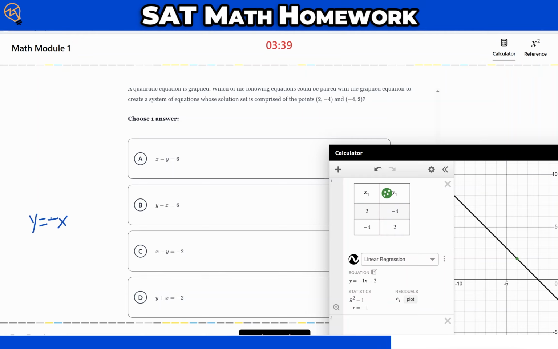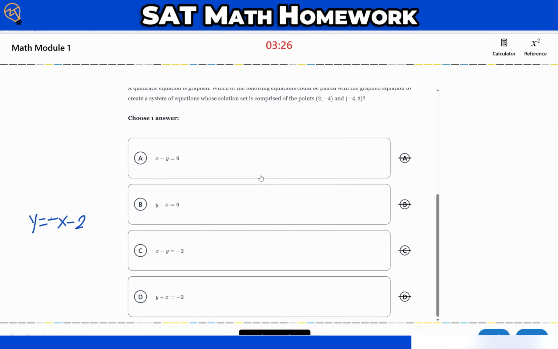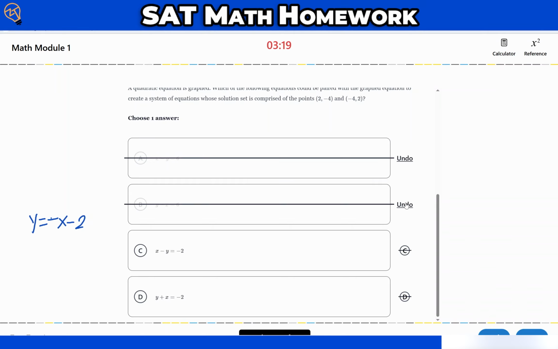And we can see that none of these are in this slope-intercept form. However, it's pretty safe to say that we can eliminate the answer options that have 6s in them because ours has a -2 in it. So we'll eliminate those. And now we just need to rearrange it to be in this form.